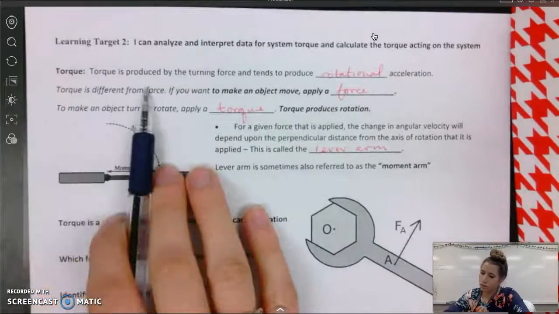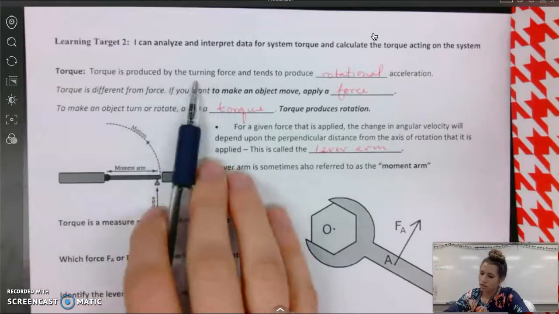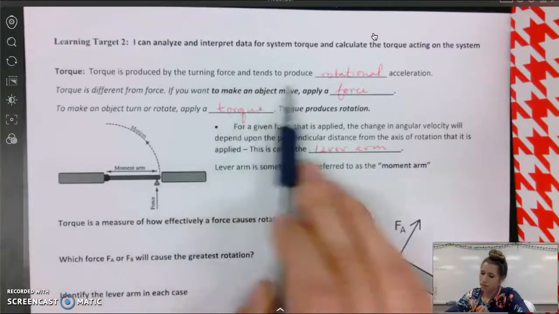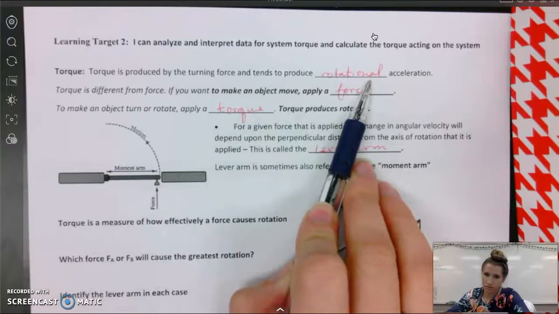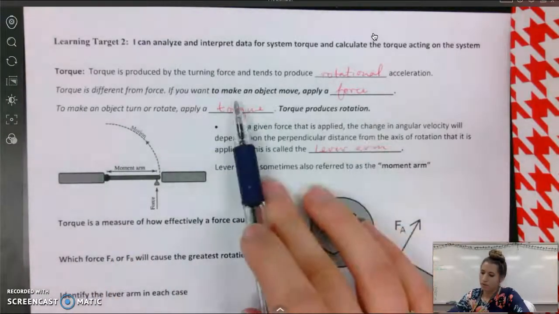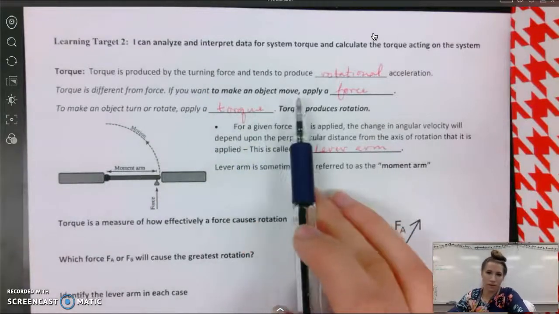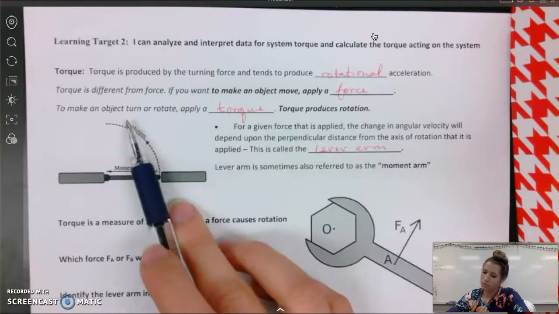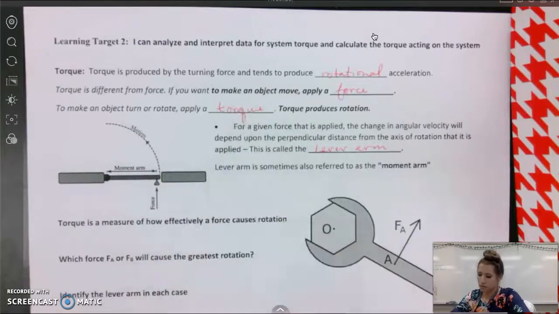Torque is produced by the turning force and tends to produce rotational acceleration. Okay? Torque is different from a force. If you want to move an object, you can apply a force. If you want to make an object rotate, then you apply a torque.